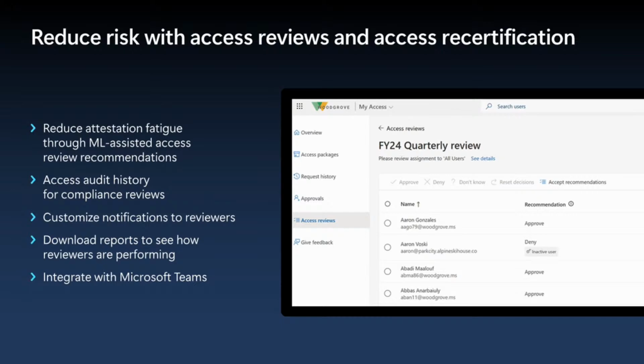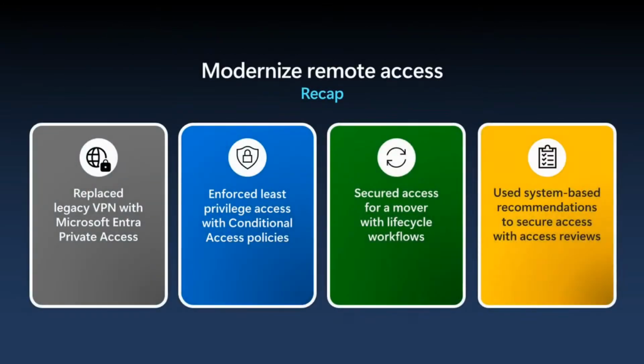To help reduce reviewer attestation fatigue, access reviews use machine learning to provide intelligent recommendations. Your approval workflows can also be customized and configured for multiple approvers. You can also gain more insight into access reviews for audits and compliance by downloading an access review history report. These reports can include specific access reviews for a specific time frame and can be filtered to include different review types and review results. So this brings me to the end of this session.